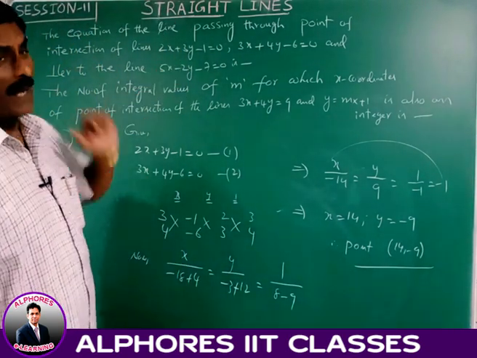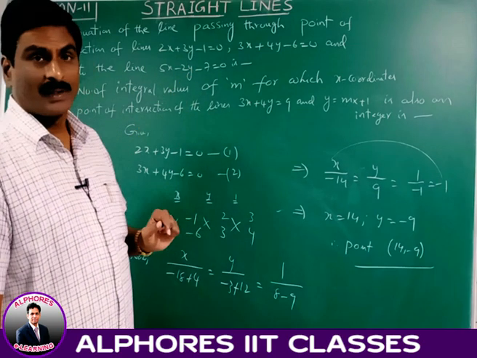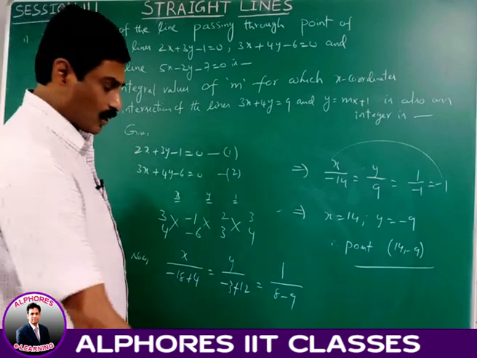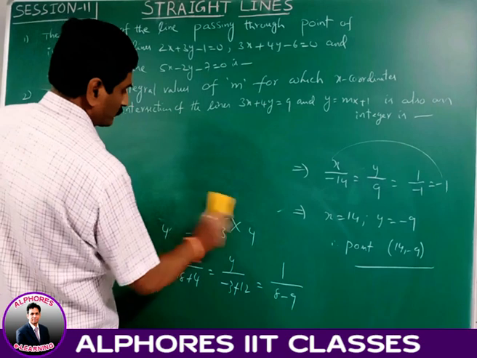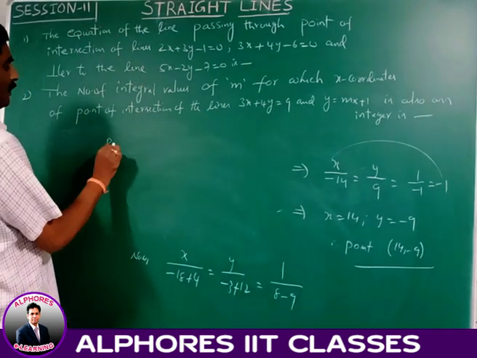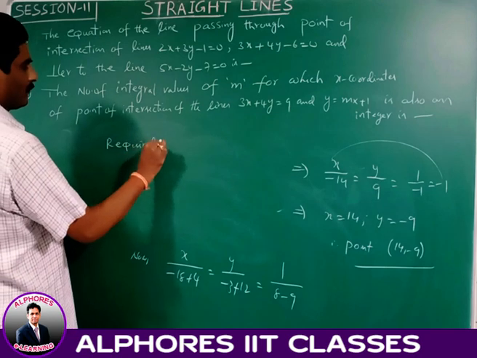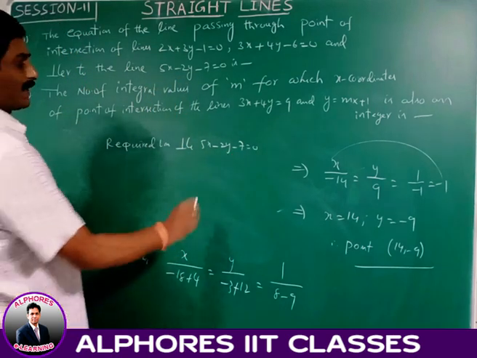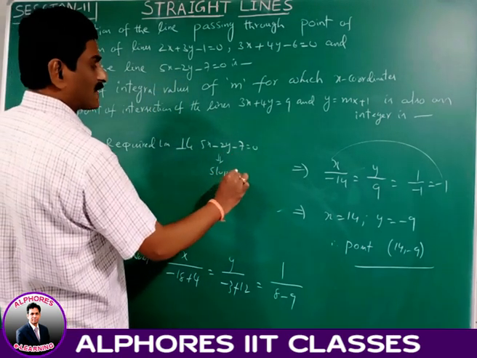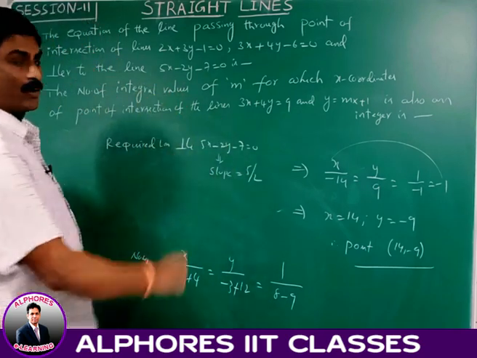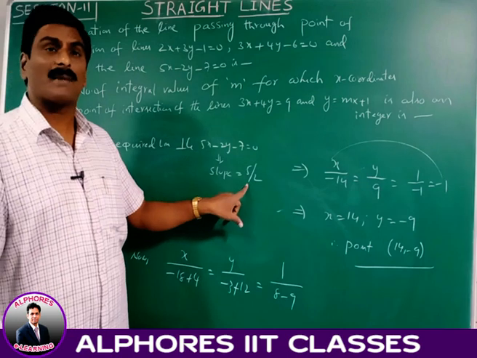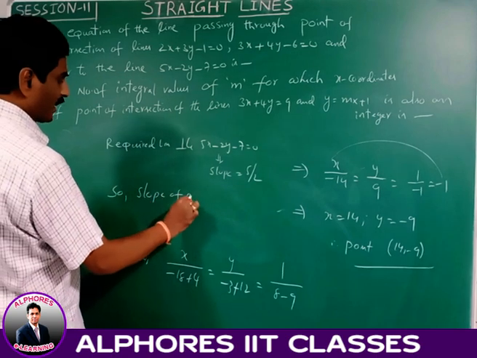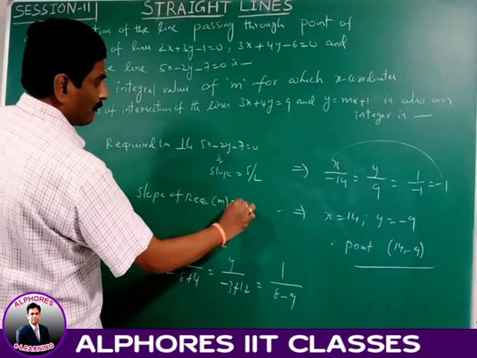Okay, these two lines. But the required line is perpendicular to this line. That means first we find the slope of this line. Next, the required line is perpendicular to 5x minus 2y minus 7 is equal to 0. What is the slope of this line? Slope of this line is equal to 5 by 2, minus x coefficient by y coefficient. Therefore, perpendicular slope is nothing but minus 2 by 5. So, slope of the required line, m, is equal to minus 2 by 5.